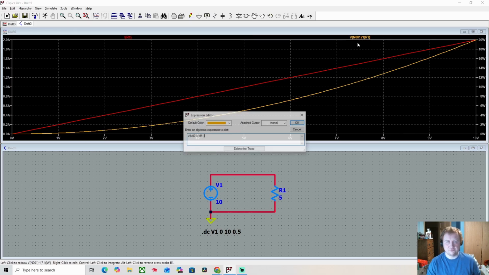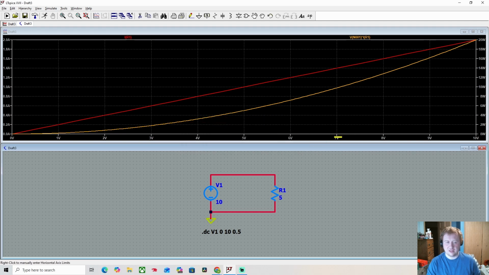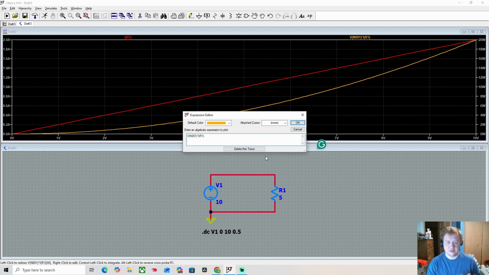If I were to change the, let's see, I always forget how to do this.